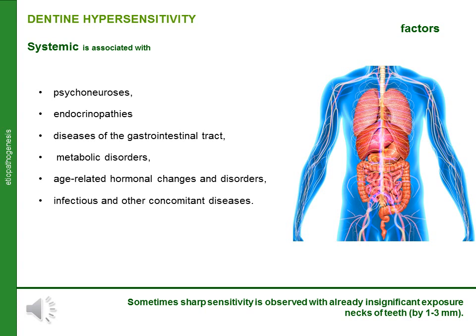Systemic factors are associated with psychoneurosis, endocrinopathies, diseases of the gastrointestinal tract, metabolic disorders, hormonal changes and disorders, infectious and other concomitant diseases.